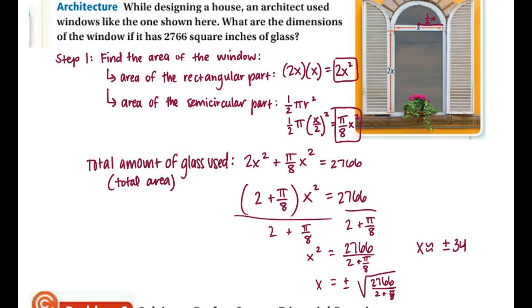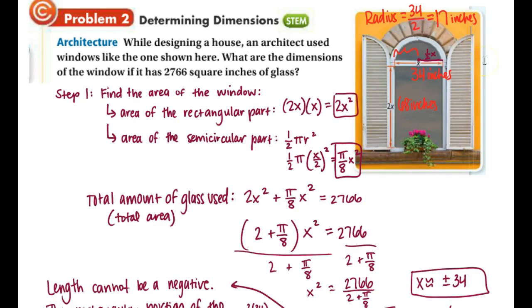Now, of course, we have the plus or minus symbol in front, as always, when we take the square root, but length cannot be negative. So that means the rectangular portion of the window is 34 inches wide by 68 inches long. And the way that I got that 68 inches was I just doubled it, and I'm using the dimensions that were given.